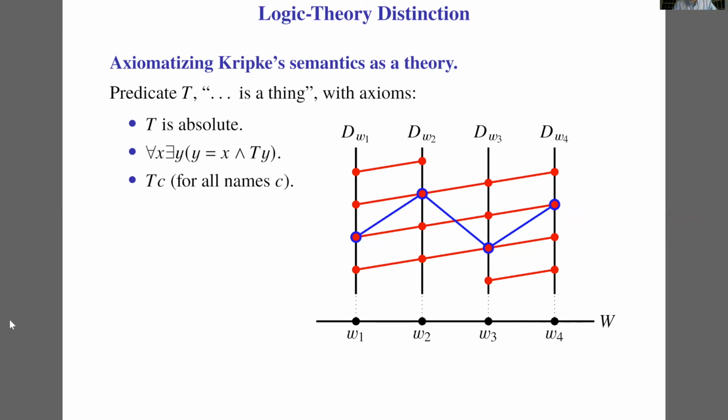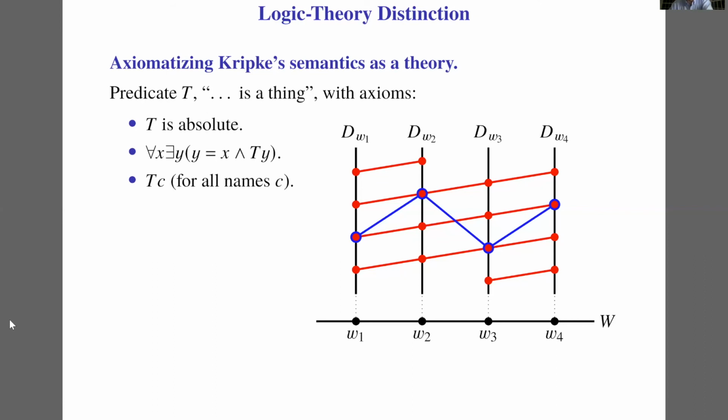Okay, and then given this, Kripke's principle that all names are rigid designators can be paraphrased as saying that all names are thing intentions. Those names refer to individual intentions, and those individual intentions are thing intentions. Okay, so the picture kind of makes it clear, right?